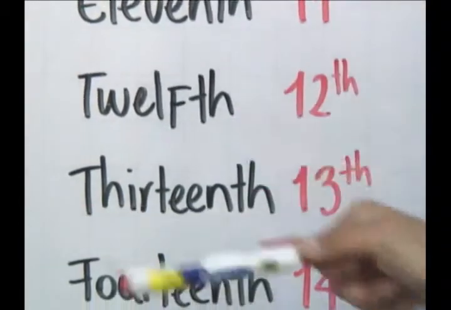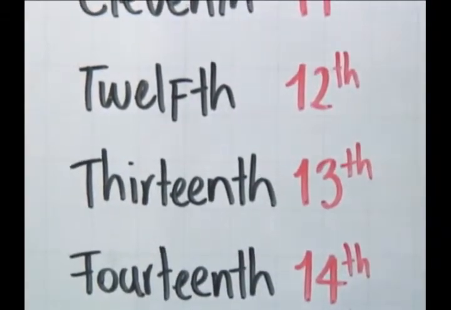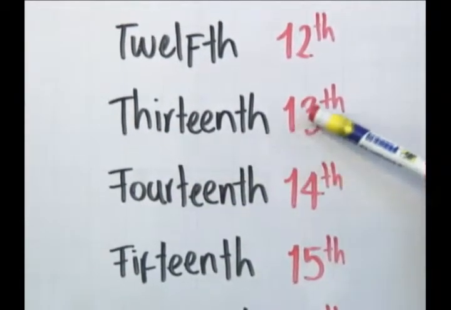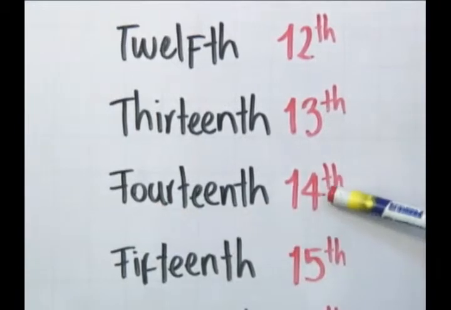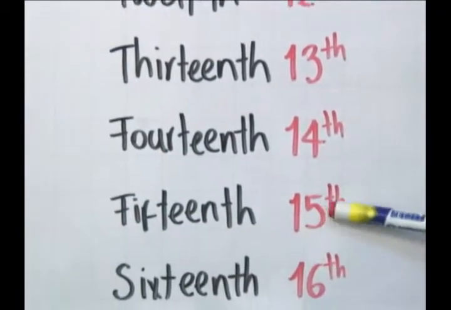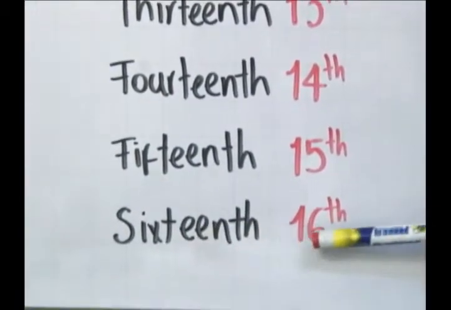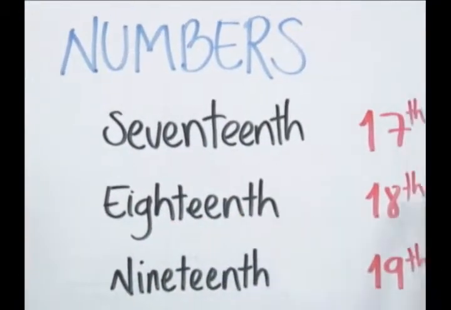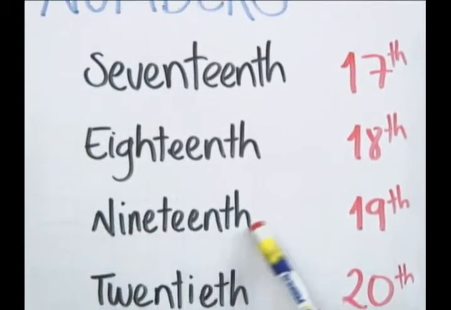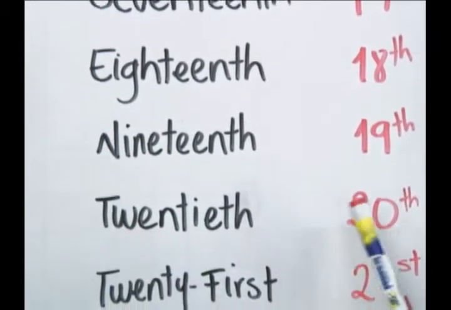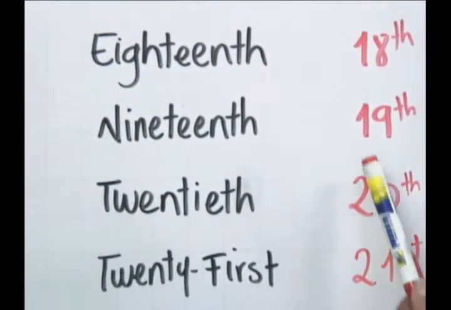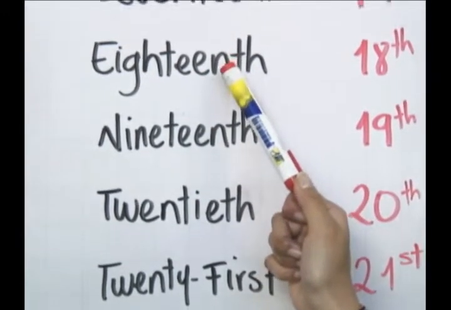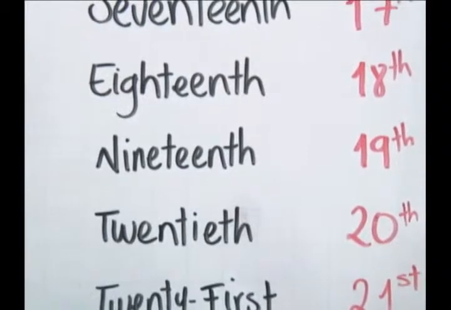So those numbers changed, but the next ones don't. So we have 13th, 14th, 15th, 16th, 17th, 18th, 19th, and 20th. Can you see? You just add a th after the number, in the same way as in the cardinal numbers.